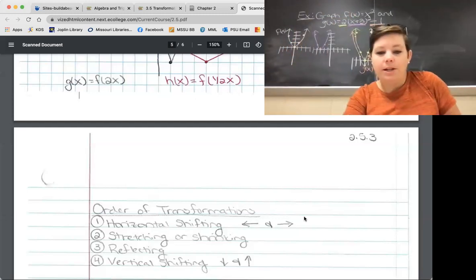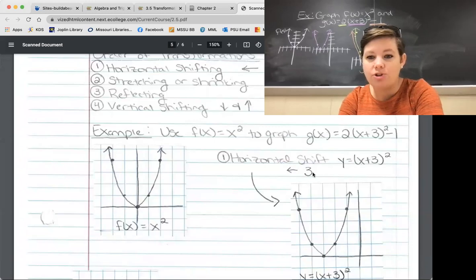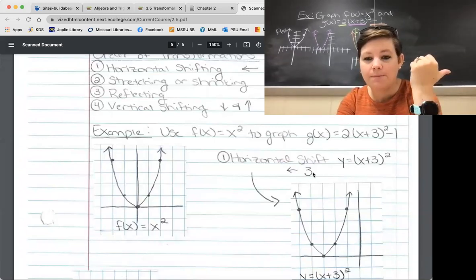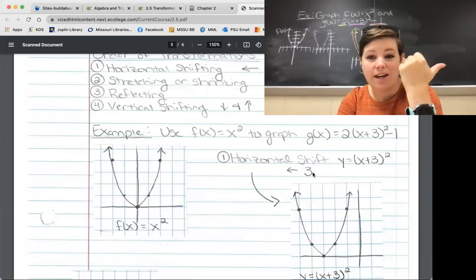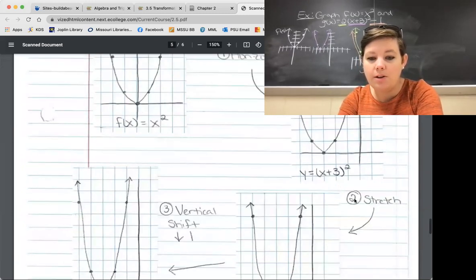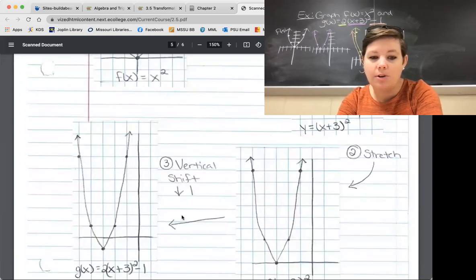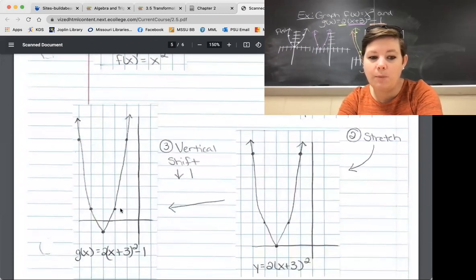And so on my notes, I have the original, and then I tell you I'm going to horizontally shift it to the left 3. Notice I do a little arrow showing me I'm going to the left 3. Maybe that works for you, and that's what you need to do. So then I shifted it. Then I noted that I'm going to stretch it. And then once again, I noted that I'm going to go down by 1 to where here's my final graph.